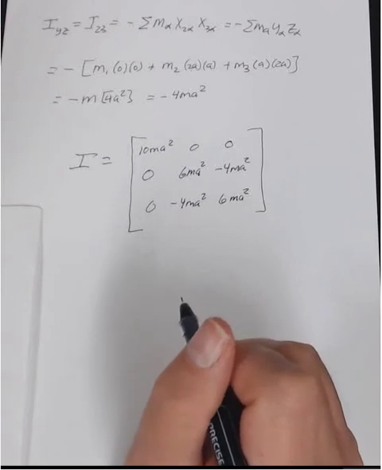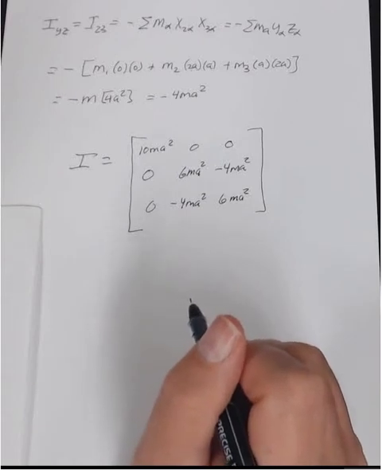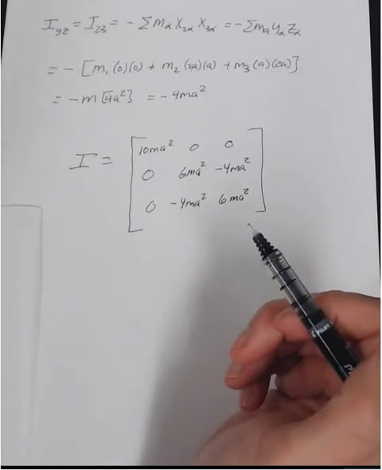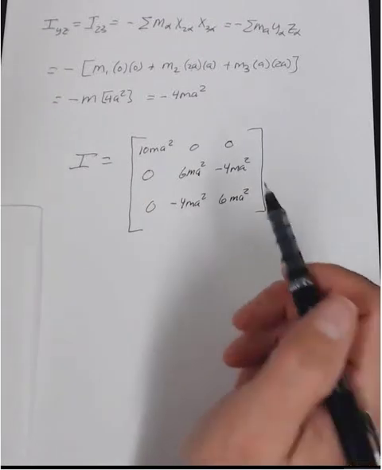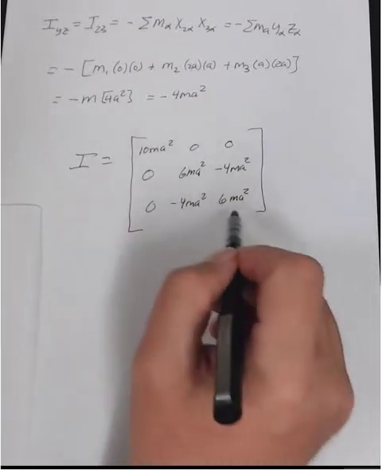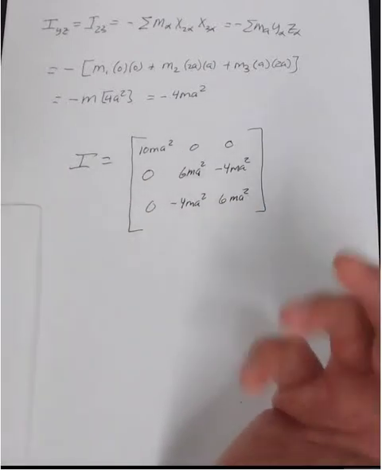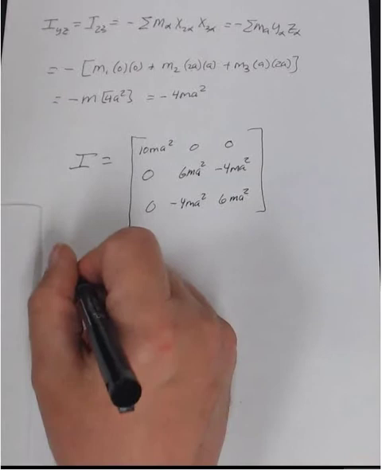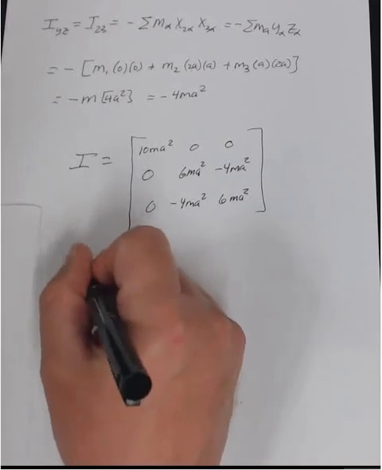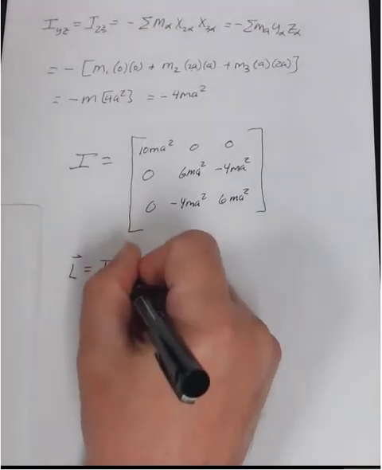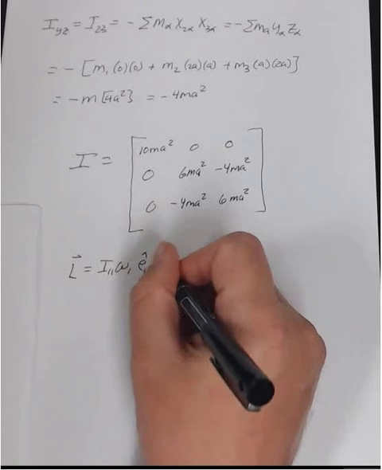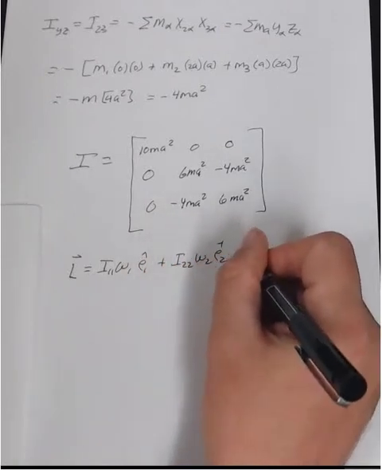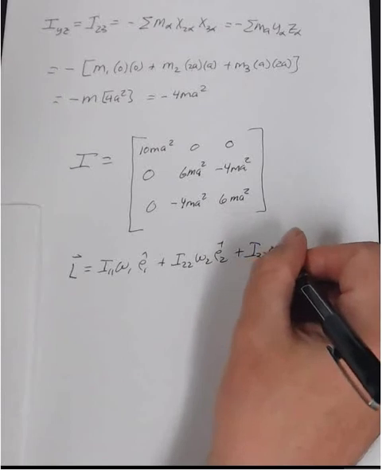Excuse me. So that's obviously not a diagonal matrix. So how are we going to find the principal moments of inertia, where we diagonalize this and then find the axes that go along with that? Because if we find the right axes, remember, then we can write L is just I11 omega 1 plus I22 omega 2 plus I33 omega 3.